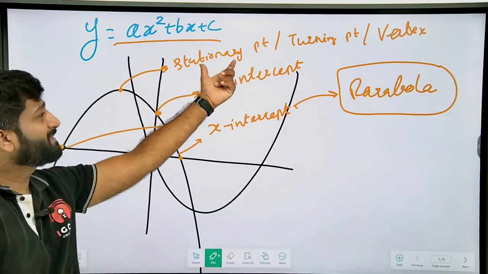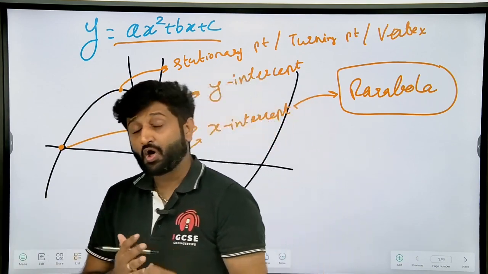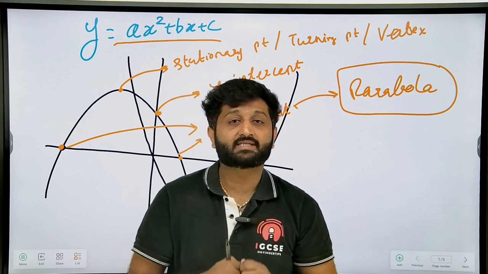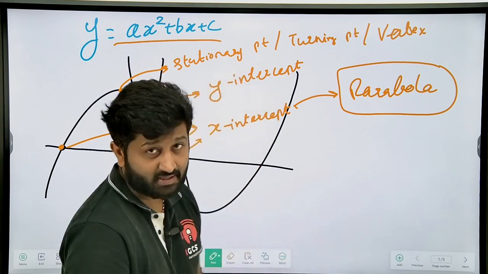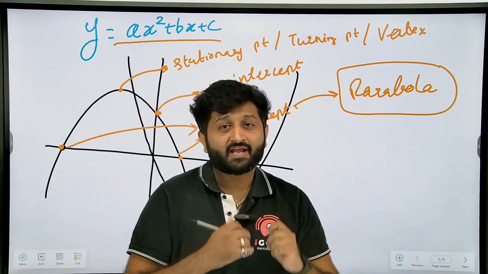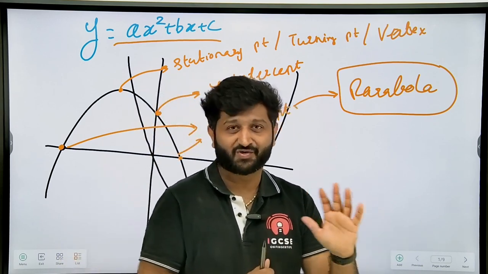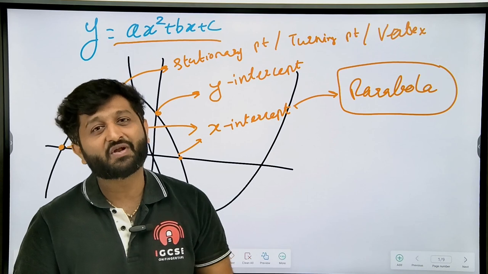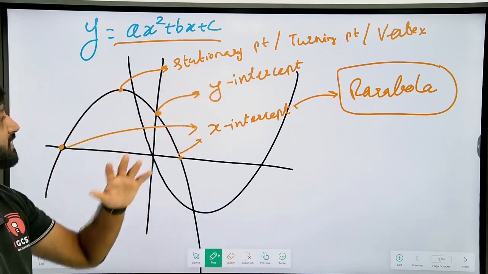Now guys, what do you mean by stationary points or turning points? The points where the gradient, which is dy by dx, is 0. These points are known as stationary points. The points where dy by dx is 0. I hope if you are here now, then you have already watched the video on differentiation, right? So this point is known as the stationary point or the turning point.